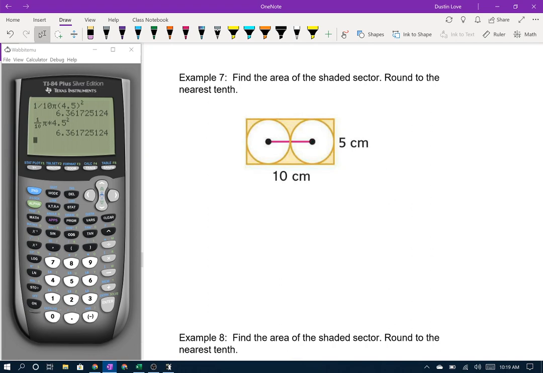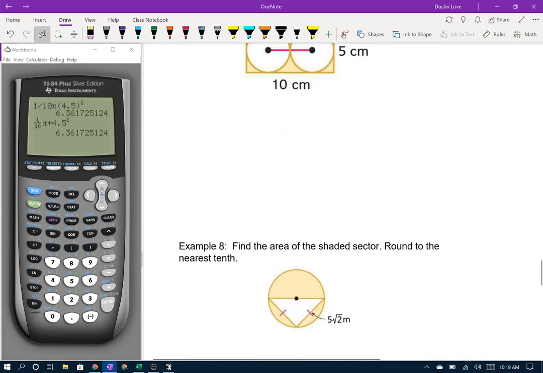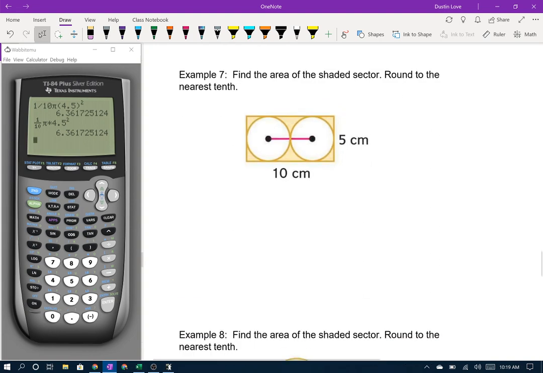Okay, our next few examples, I believe all the rest of these, yes, are composite figures where we're having to do the area of multiple shapes and add or subtract as necessary. So we're going to be trying to find the area of the shaded sector on all of them, and this one, yes, we're going to be rounding to the nearest tenth. So we've got two things we've got to do here.